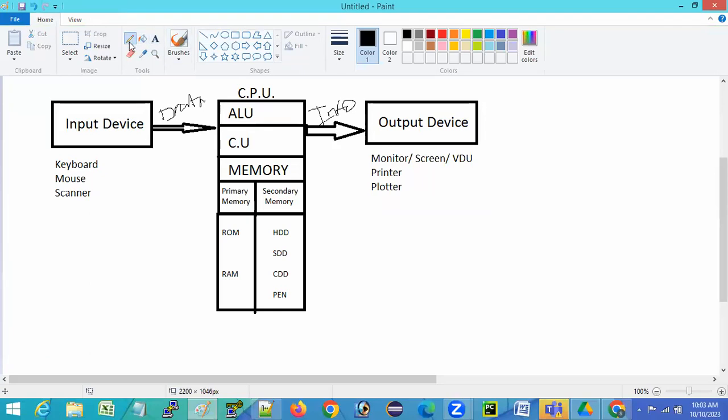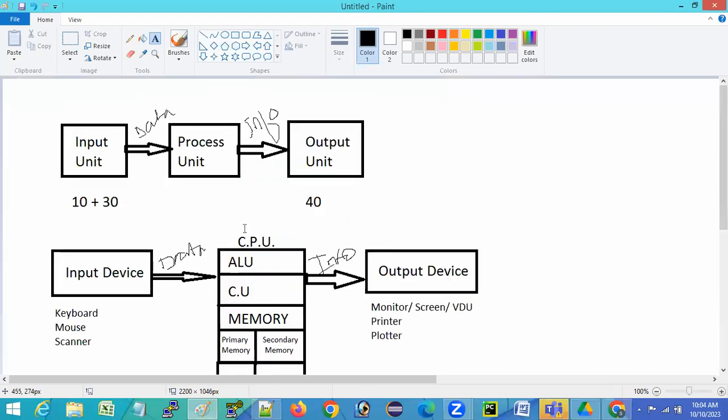Now, the question is what type of data you are going to enter. Whatever data you enter, as I said earlier, it should be factual, true, and exact. You enter it through three devices: either a keyboard, a mouse, or a scanner. These are called input devices. When the data enters the CPU, what is the CPU? Central Processing Unit. As we have the process unit, it has been named the CPU, Central Processing Unit.